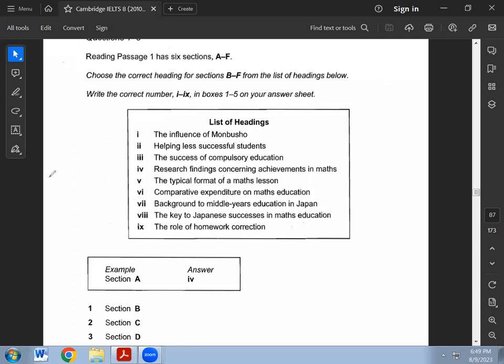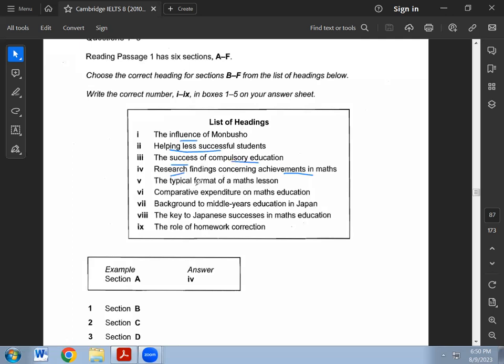I guess I already said. So it's findings, it can be sample, analysis, research word, and then evidence word, the word study, all these words. Okay, and then concerning achievement in maths. Okay, so helping less successful students, success, compulsory education, research.